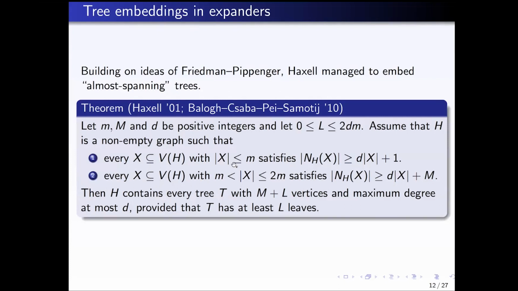You get a set, when it's smaller than some threshold m, then it expands with the ratio d, and when it's between m and 2m, then it expands a little bit more. Then you can embed every tree with m plus l vertices. If you do it carefully, you can slightly grow to an almost spanning tree. Each time you make sure you are in good shape, but this will not give you a spanning tree anyway.